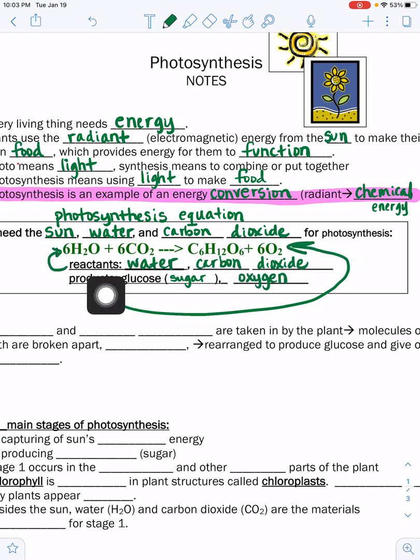You learned some things about the elements in 6th grade. But most of you know that H2O is water, CO2 is carbon dioxide. A chemical reaction occurs, which creates glucose, which is a type of sugar, and oxygen. The reactants on the left side, products on the right side.